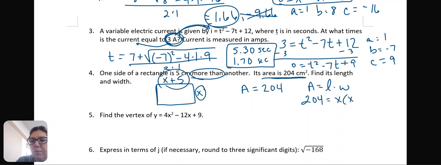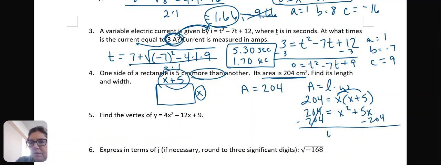It doesn't really matter what order you put them in. I tend to put the x in front. Just makes it easier, I feel like, to distribute. So I get x squared plus 5x minus 204. So 0 equals x squared plus 5x minus 204. So A is 1, B is 5, C equals negative 204.